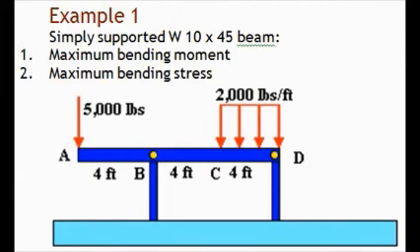Here's the figure. In this diagram, a loaded simply supported W 10 times 45 beam is shown. For this beam, we will first determine the maximum bending moment and where it occurs in the beam. Then we will determine the maximum bending stress at that location.